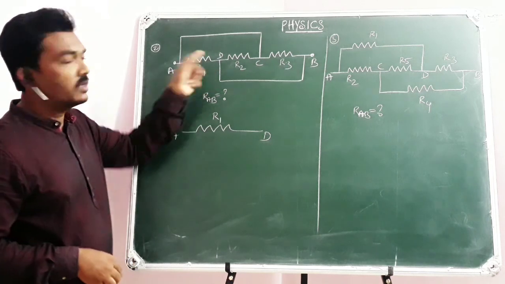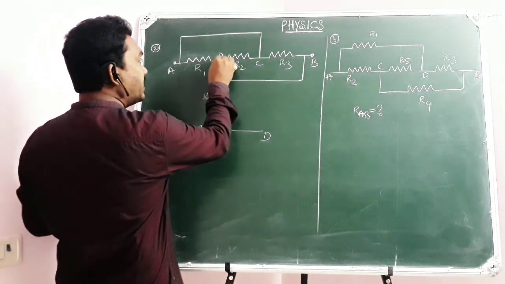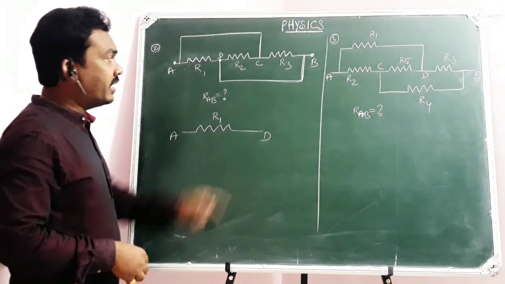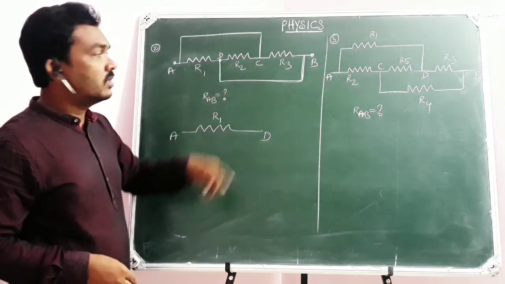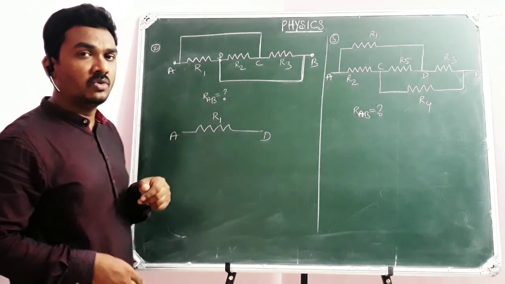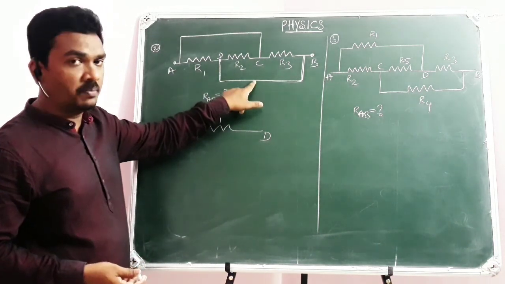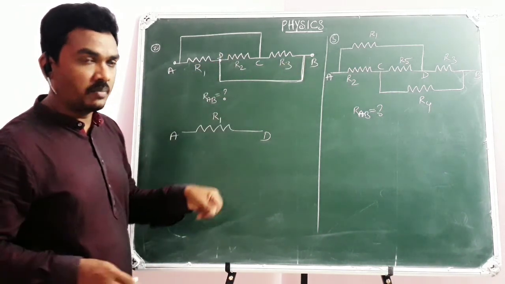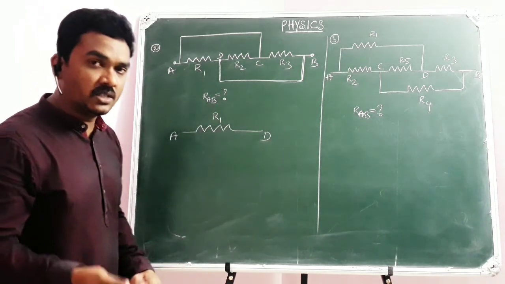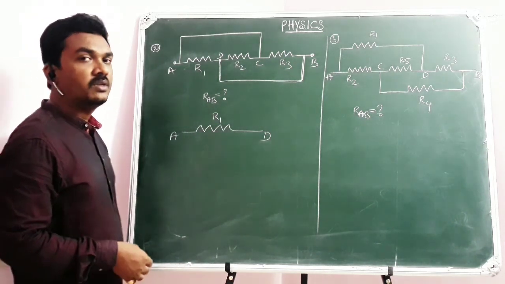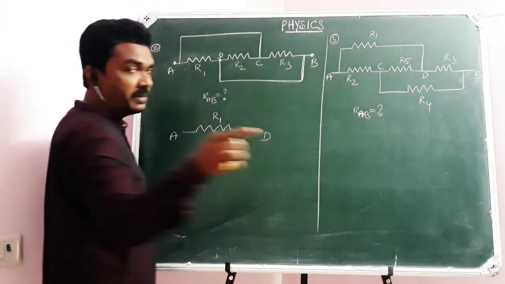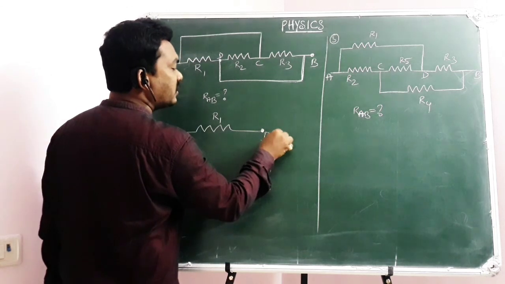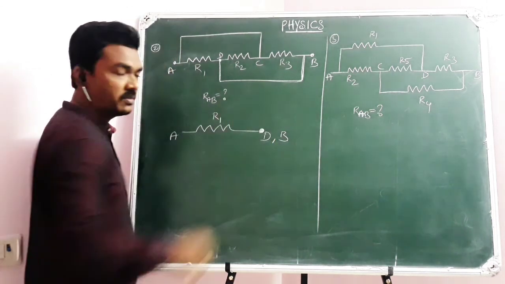But you remember, the point D is directly connected with B. Meanwhile, there is no resistor, there is no capacitor. So there won't be any potential drop. While moving from D to B, there will be no potential drop because there is no resistor. If there is a resistor, there will be a potential drop. So D and B will be at the same potential. Of course, this is B also, which are at the same potential.